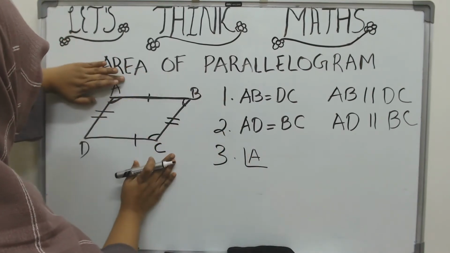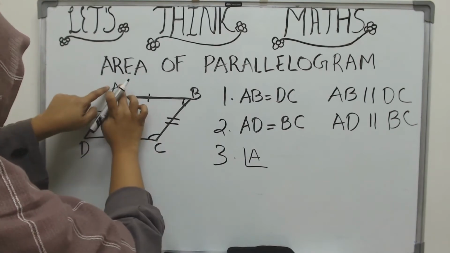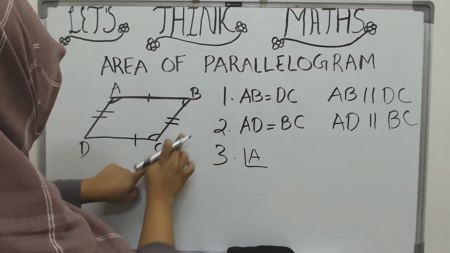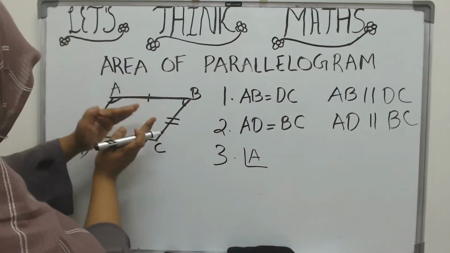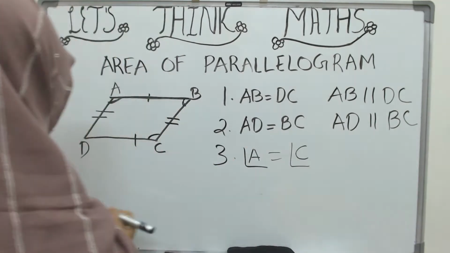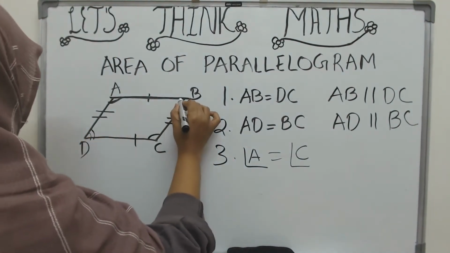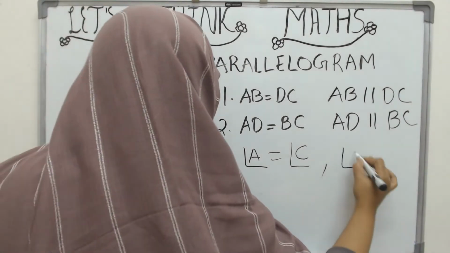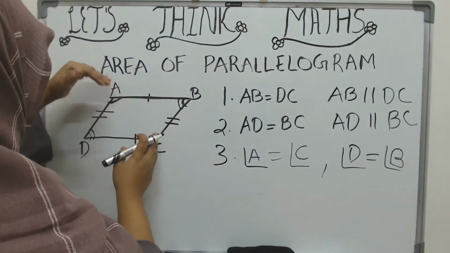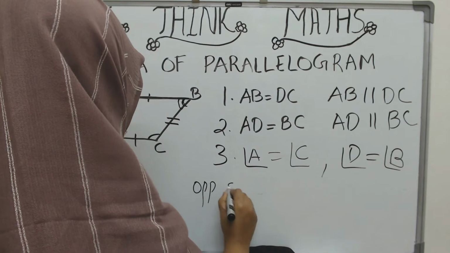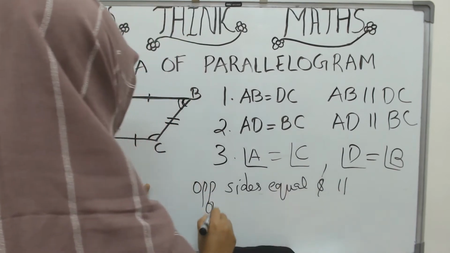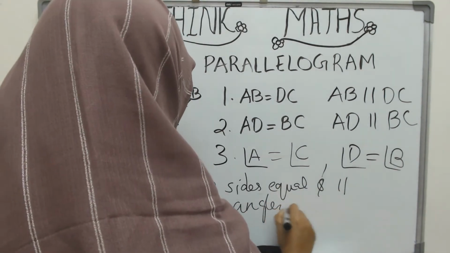But then what about A and C? You see they have nothing in common. The arms of A are AD and AB. And the arms of C are BC and DC. So they have nothing in common. These are the opposite angles. So angle A is equal to angle C. Then angle D is equal to angle B. So these are the three conditions that this quadrilateral satisfies. Opposite sides are equal and parallel, and opposite angles are equal.